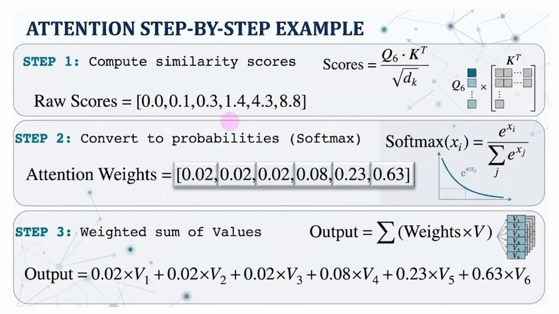Step 2. Apply softmax to turn these scores into probabilities that sum to 1. Now we have 63% attention to itself, 23% to position 5, 8% to position 4, and tiny amounts to the earlier positions. Step 3. Take a weighted sum of the value vectors using these probabilities. The output is a new vector that contains information from all positions, but mostly from the recent ones. This is how the model looks at the entire sequence when making a prediction.